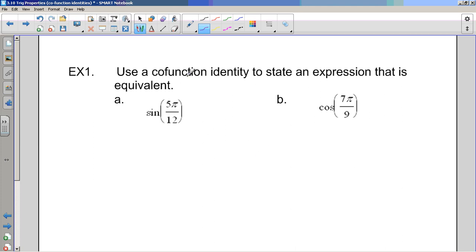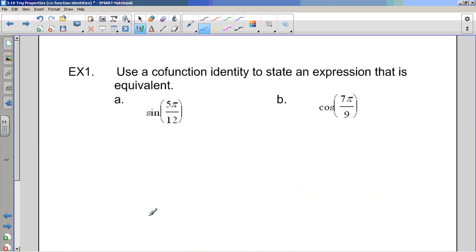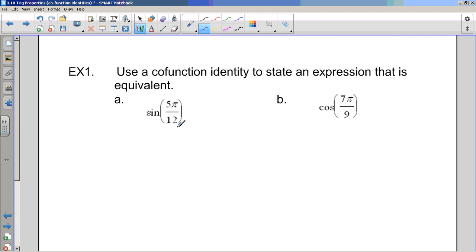So the idea is we're going to apply one of our cofunction identities. We're going to do one of these things to this and get a different form. So I guess the idea is it's going to be one of these ones, right? Sine of something and sine of something. So the question is, did this get pi over 2 added to it or subtracted?